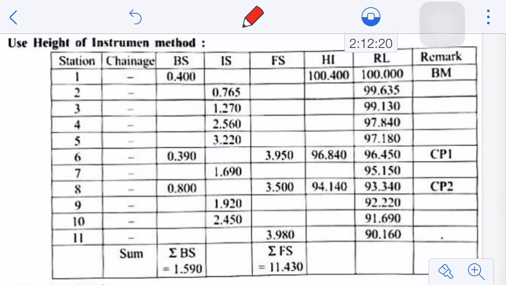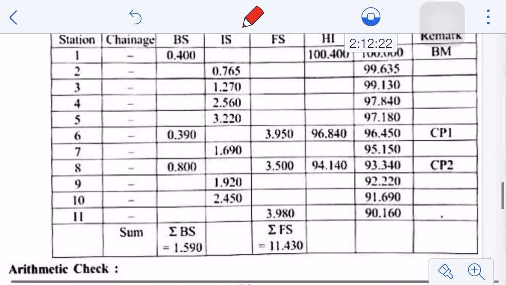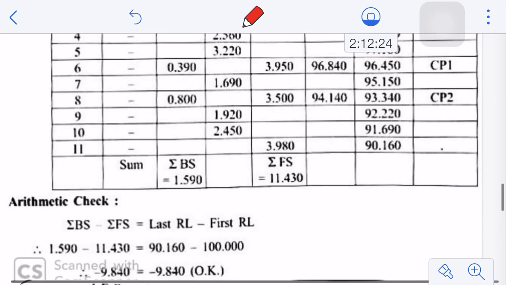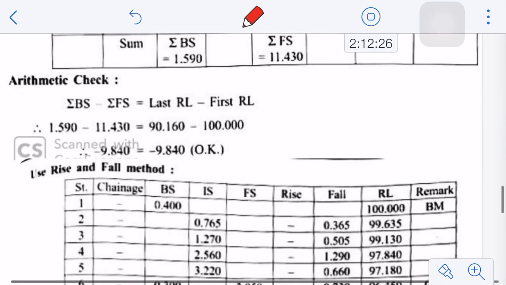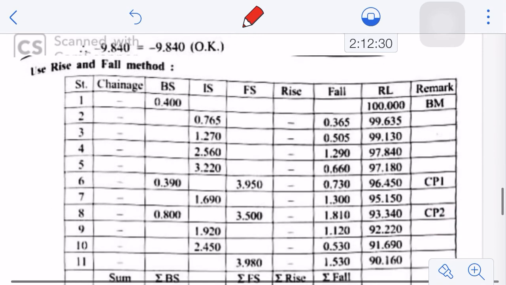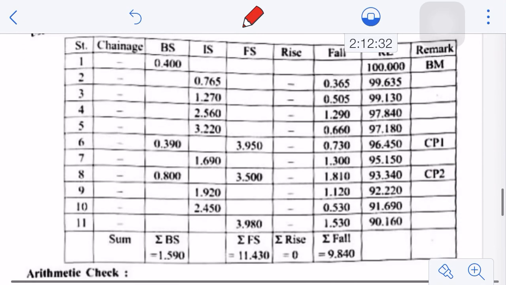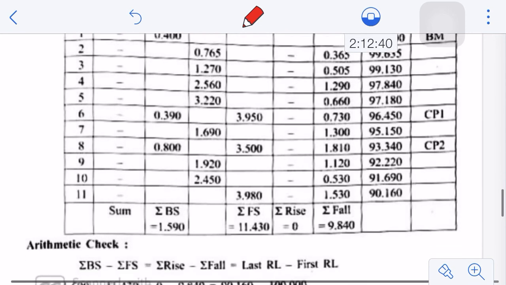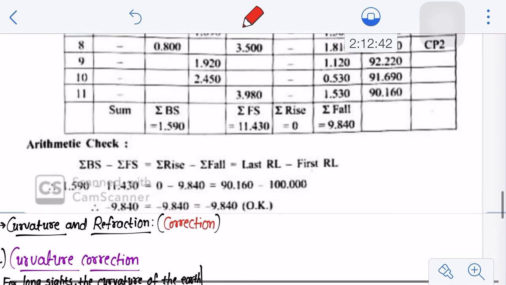You can pause the video and try to calculate this example on your own. Finally, this is the arithmetic check, and this is also coming okay, and this is your rise and fall method, the table for the rise and fall method, right? You can pause it here, try to calculate it on your own, and finally verify it with the answer in my video to understand this concept of rise and fall and HI method, right?